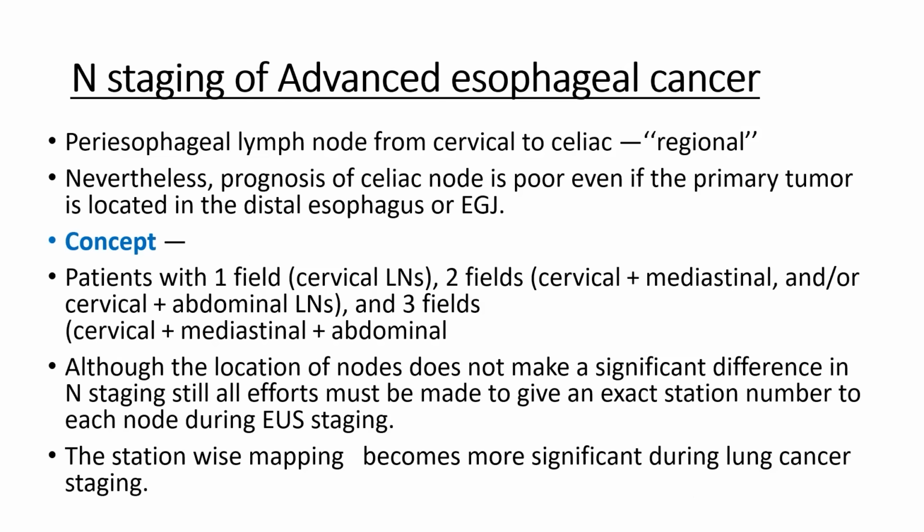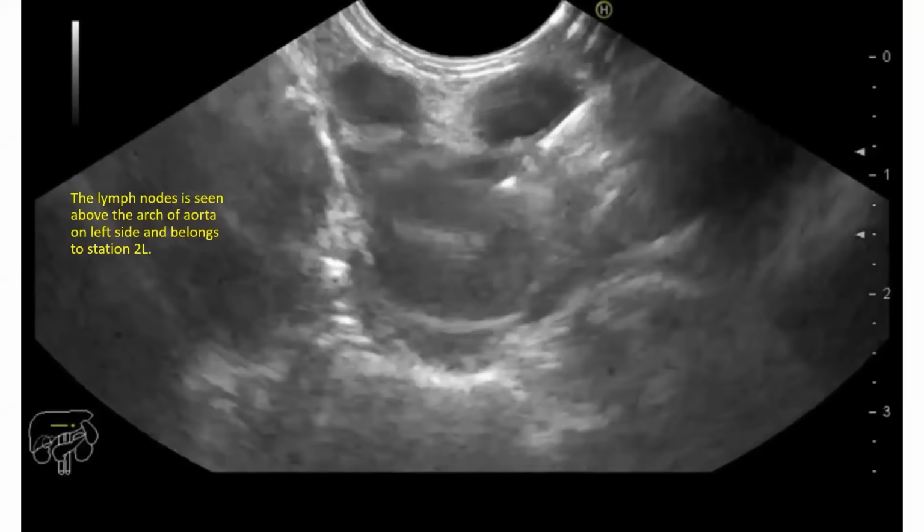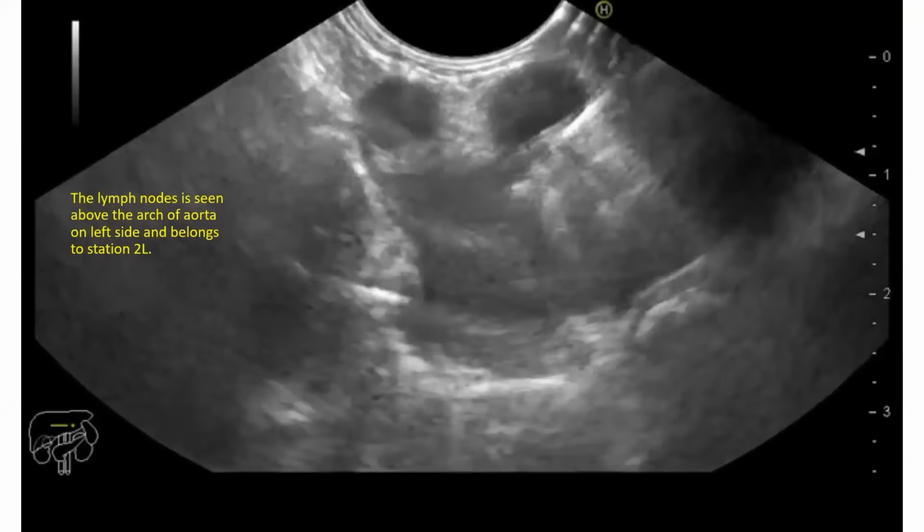So the concept is: a patient with one field, that is cervical lymph node, two field, cervical plus mediastinal plus abdominal lymph nodes. So with all three combinations of lymph nodes, this is more dangerous. So the location of lymph node, as I said, doesn't make a significant difference. But still, when we are mentioning the location, we have to mention the field, whether they are in the cervical field, mediastinal field, or abdominal field, which lymph node in the cervical field, which in the mediastinal, and which in the abdominal field.